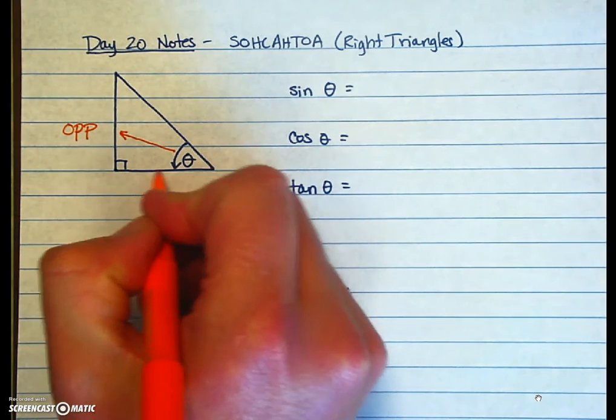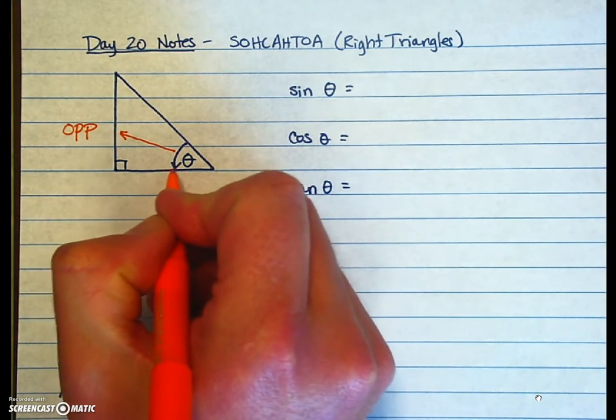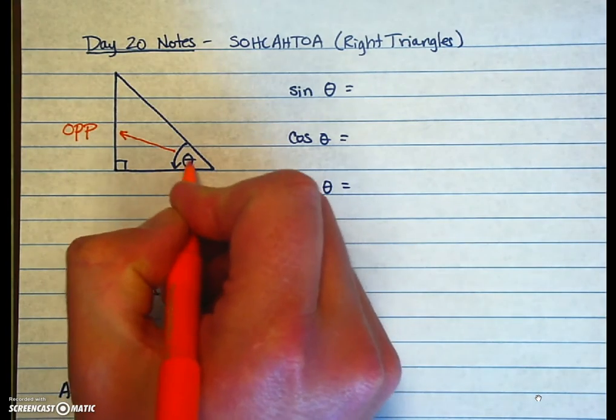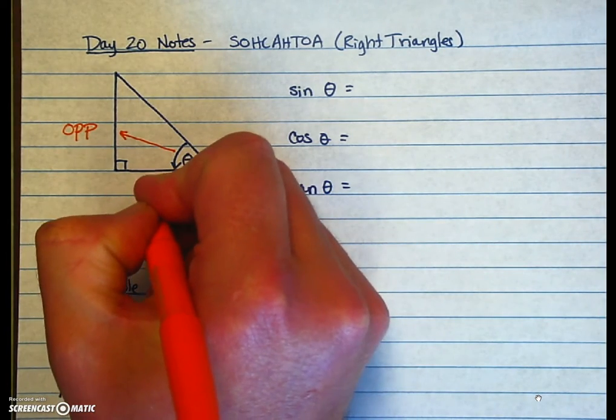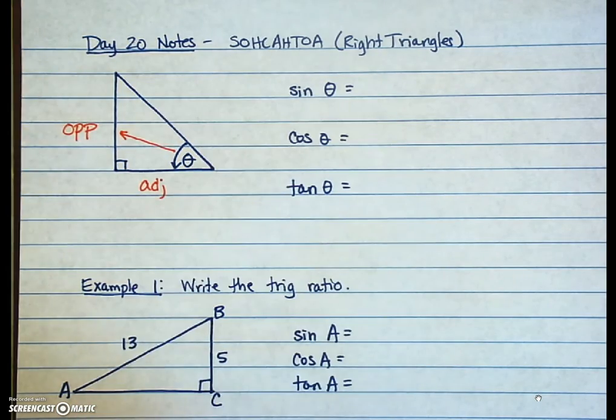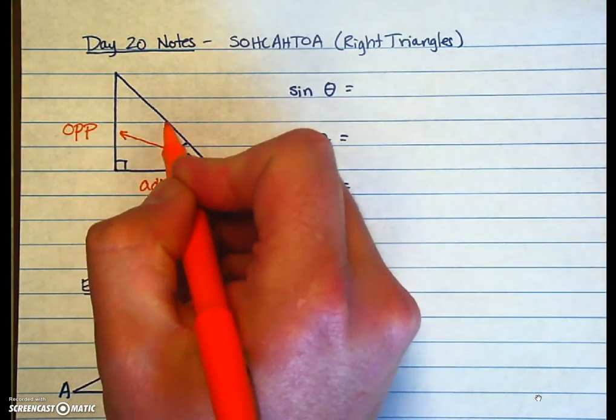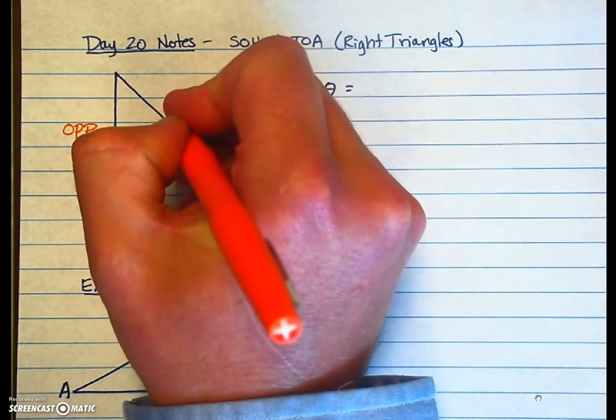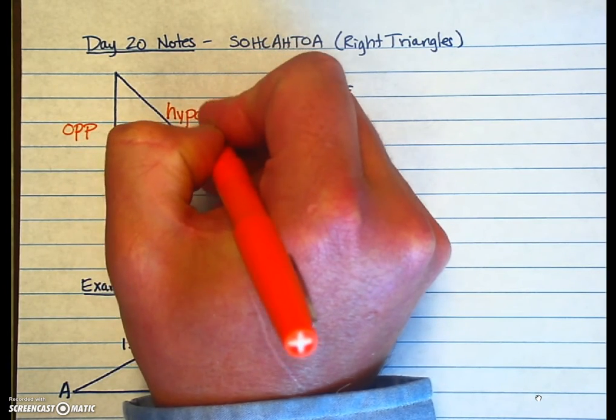We have a side that is next to the angle right here. In other words, one of the sides that forms the angle. We call that the adjacent side. And then you have the side that's opposite the right angle, which is always called the hypotenuse.